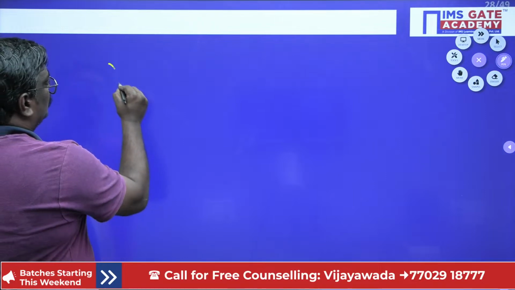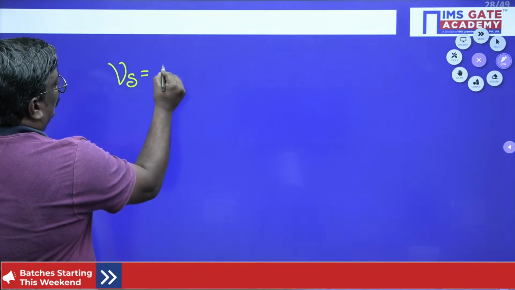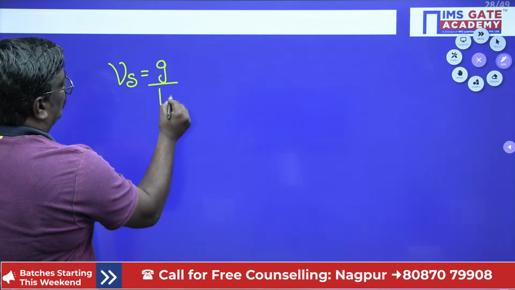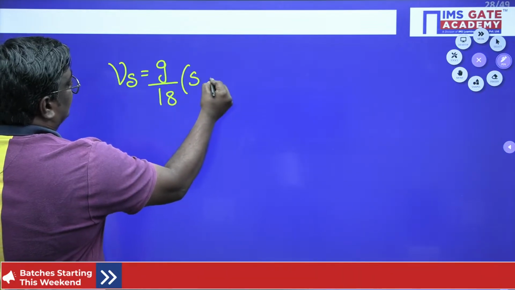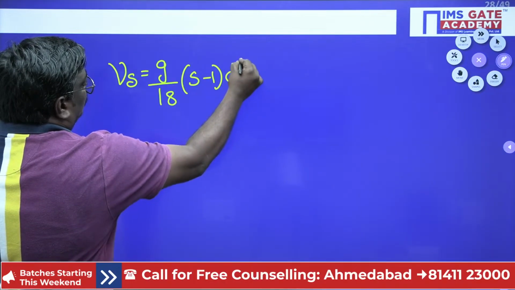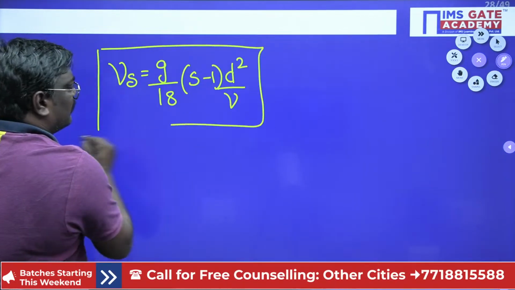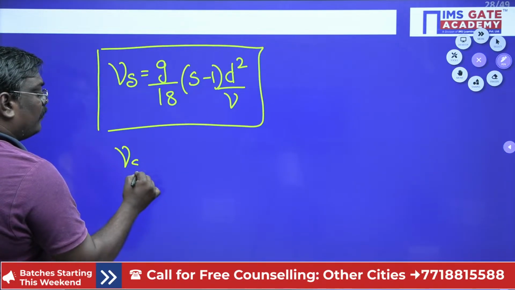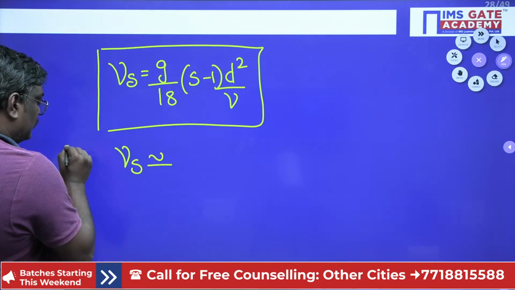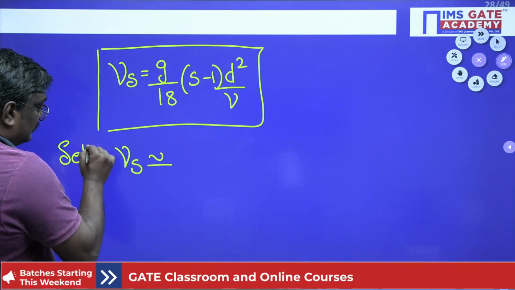So here, students, the settling velocity according to Stokes law is given by the formula g by 18 into (s minus 1) into d square upon mu. This formula, the settling velocity formula from Stokes law, can be simplified. Settling velocity, what is Vs?